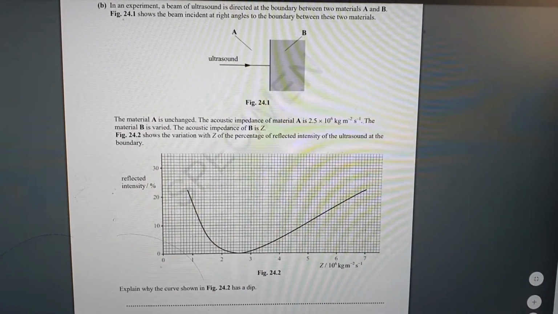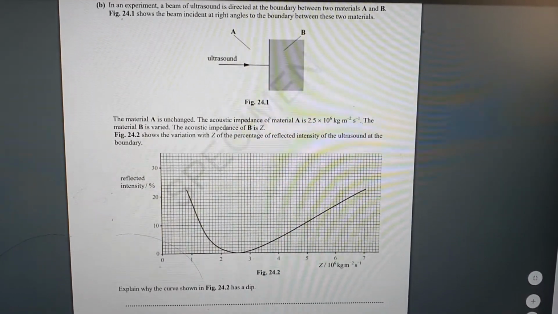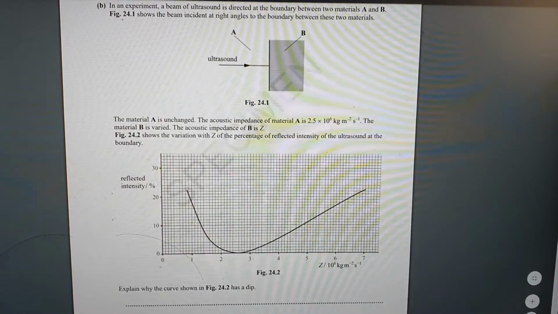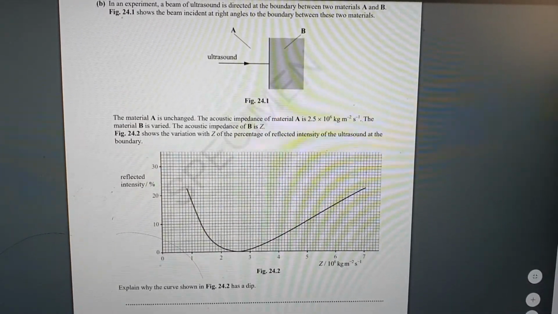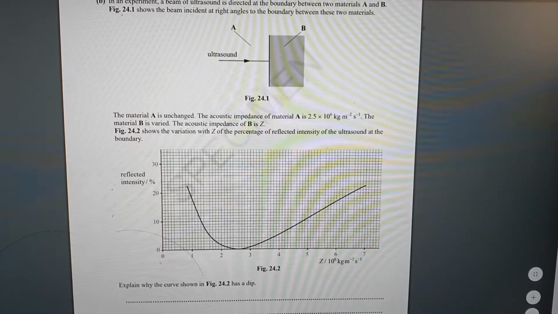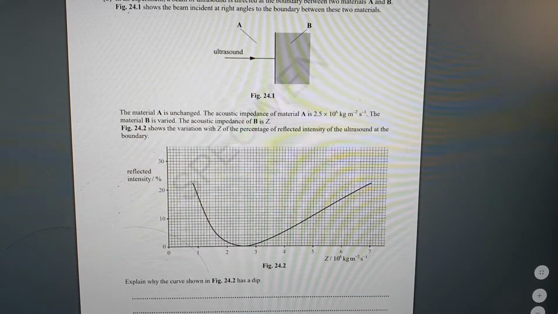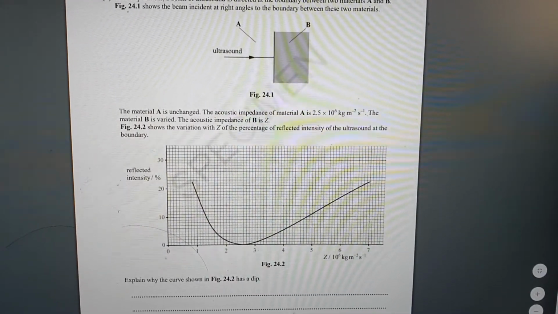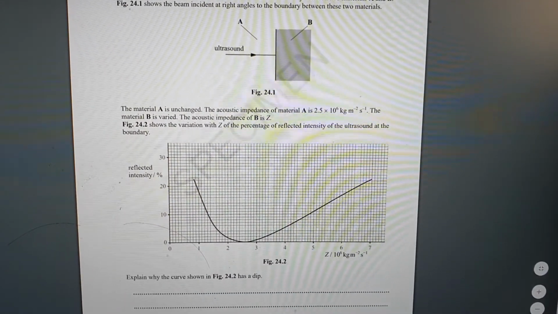The acoustic impedance of material A is 2.5 times 10 to the power of 6 kilograms per meter squared per second. The material B is varied. The acoustic impedance of B is Z. Figure 24.2 shows the variation with Z of the percentage of reflected intensity of the ultrasound at the boundary.